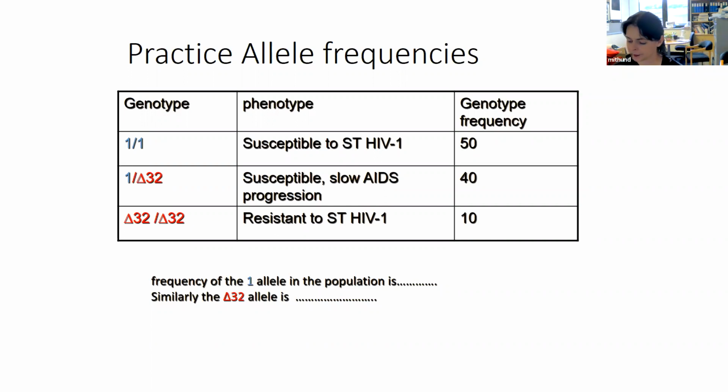Okay, so did you get 0.7 for the frequency of the one allele? Yes, and for the delta 32, 0.3. So basically for the one allele, it's 50 plus 50 plus 40 over 200. And for the delta 32 allele, it's 10 plus 10 plus 40 over 200. So you have 0.7 and 0.3. So that just shows you how we calculate, and how in different populations you'll have different genotype frequencies, because you'll have different allele frequencies in different populations, depending on how common that particular variant is.